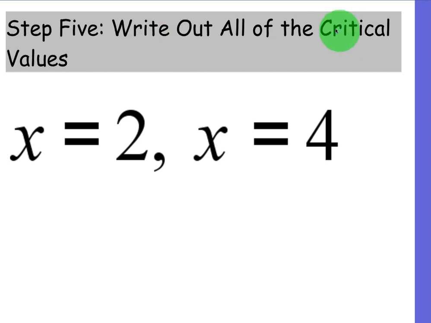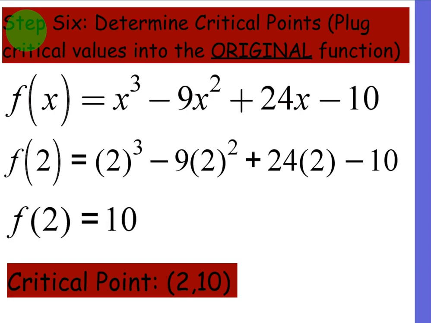Step 5, write out all of the critical values. Okay, so here's our two critical values just written out, x equals 2 and x equals 4. Like I said, in order for it to be a point, you have to plug it back into the original.